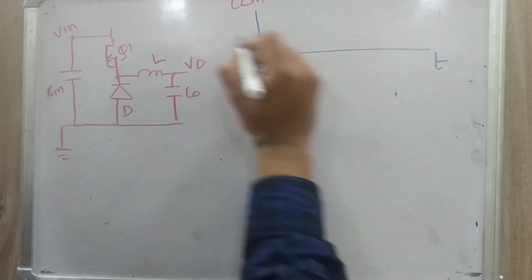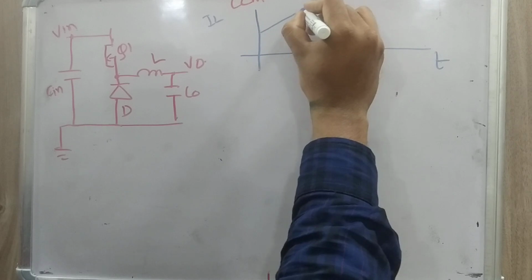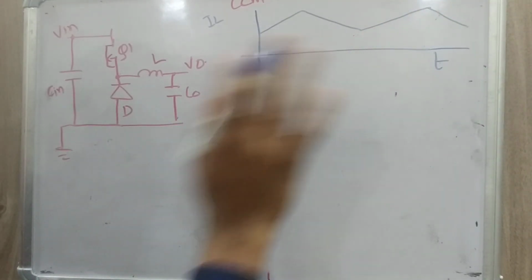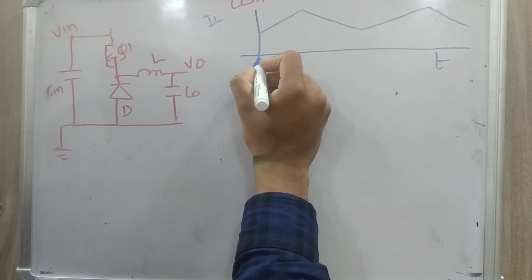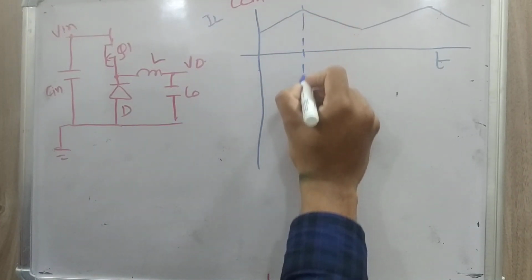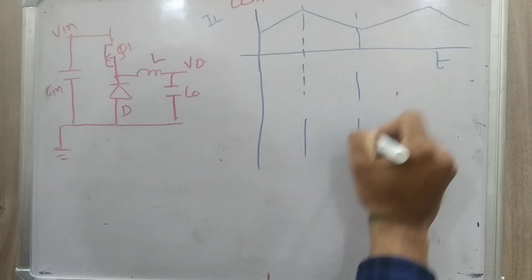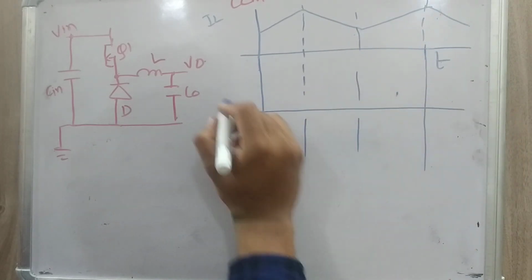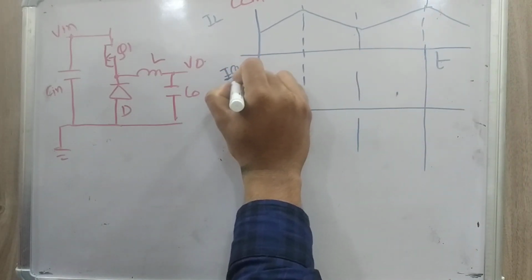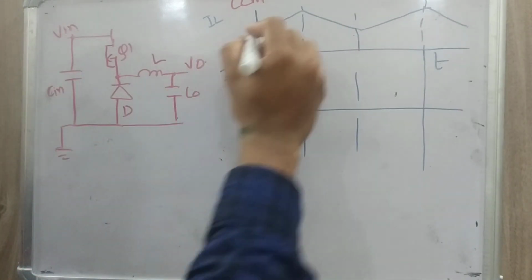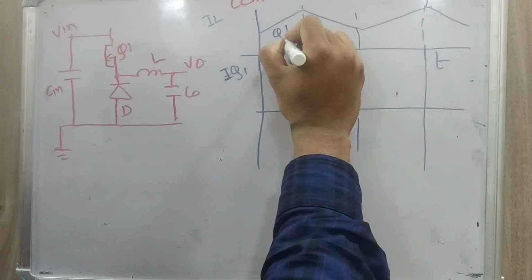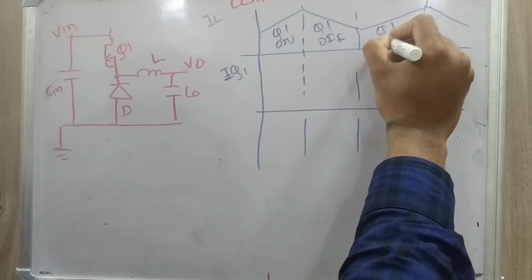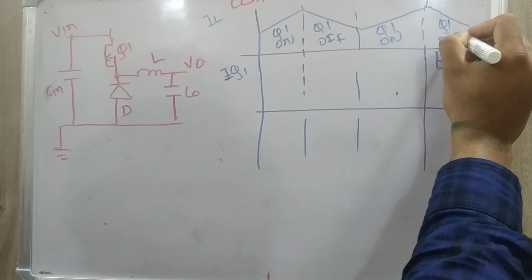This is the time axis. This is IL. Okay, so this is the inductor current, right? So we will divide the time segments. Now here I will plot IQ1, which is the MOSFET current. So during this time Q1 is on. During this time Q1 is off. During this time again Q1 is on. This is Q1 off. Okay.